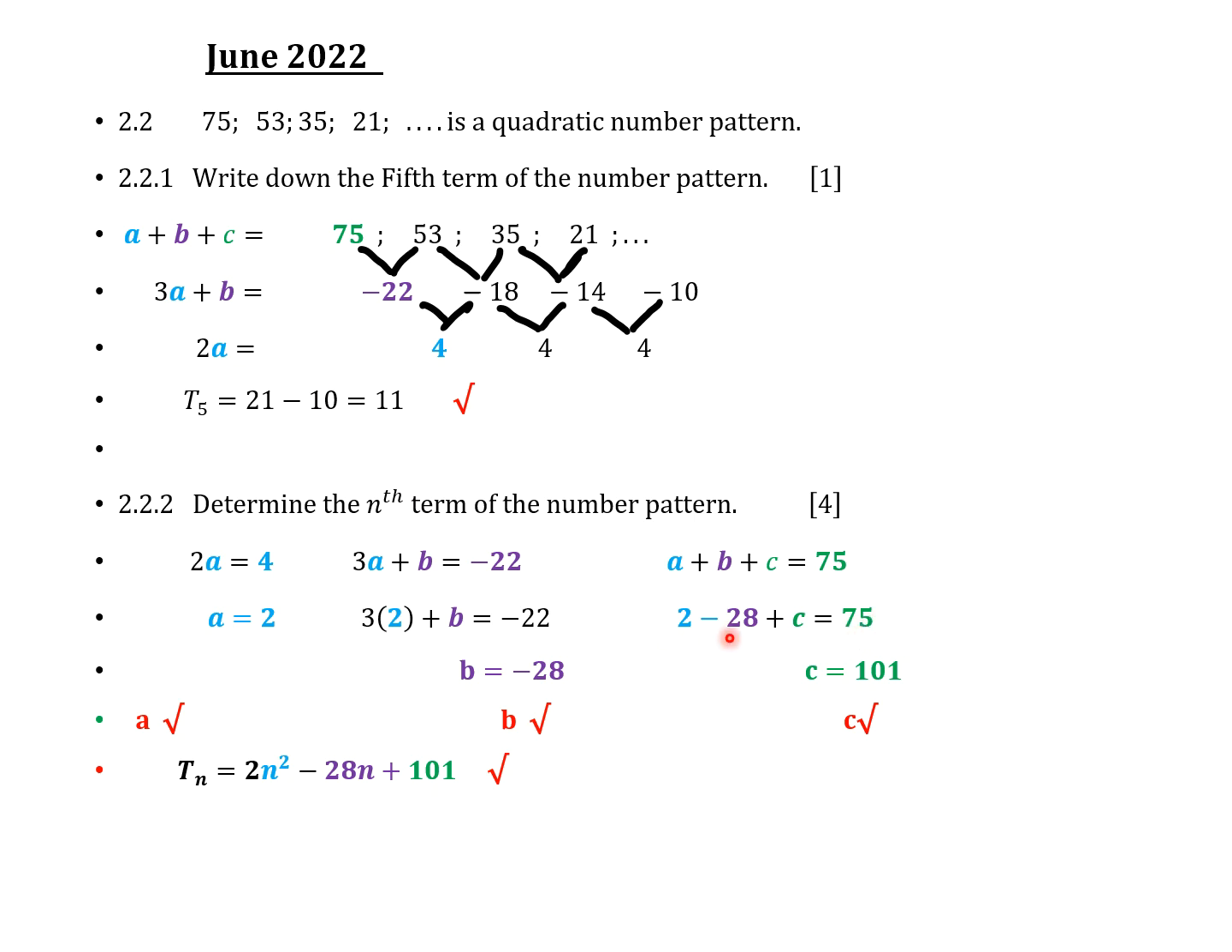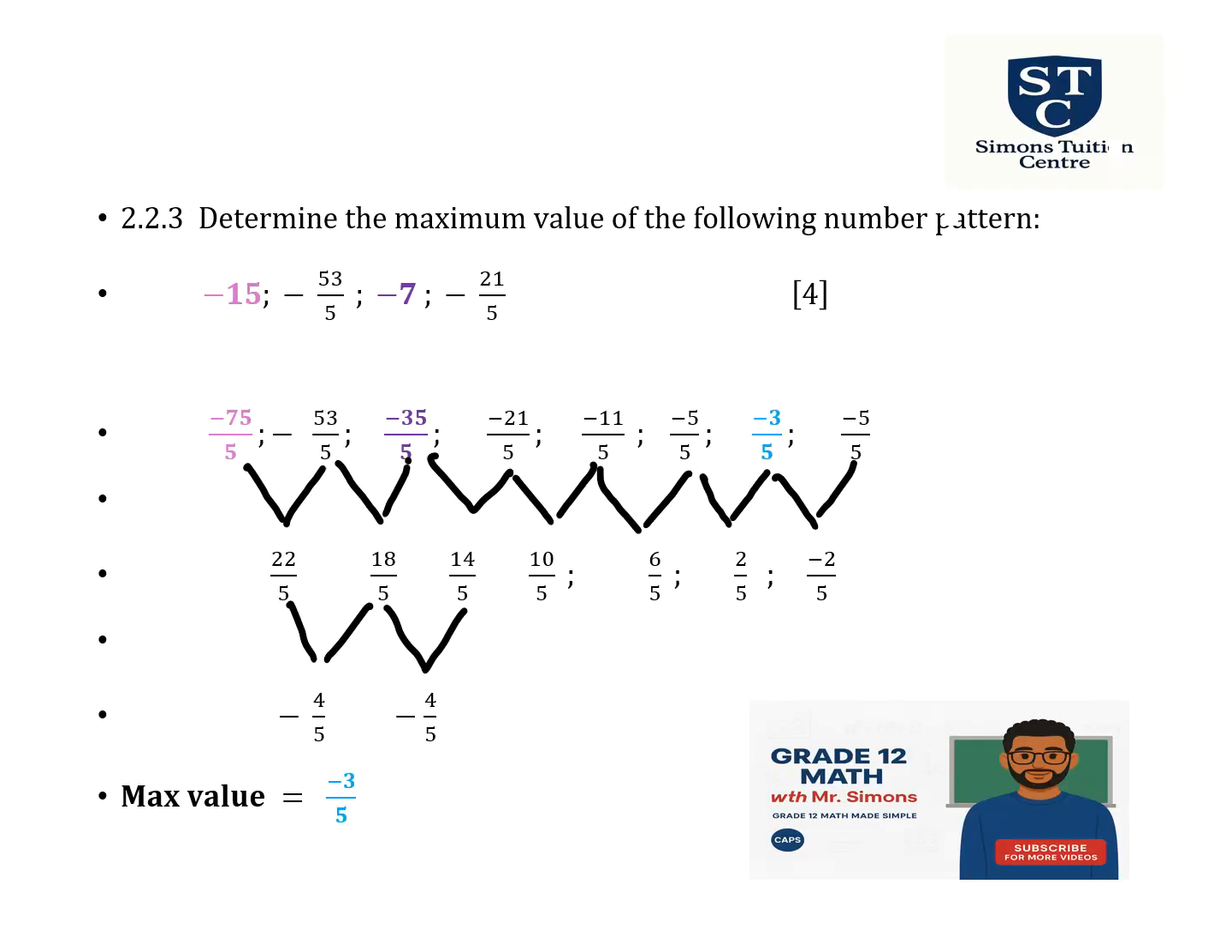That gives me negative 26. If I take it over, plus 26 gives me 101. So 1 mark for a, 1 for b, 1 for c. So Tn equals 2n squared minus 28n plus 101. Alright, so there's my fourth mark for the formula. Alright, next slide. Determine the maximum value of the following number pattern.